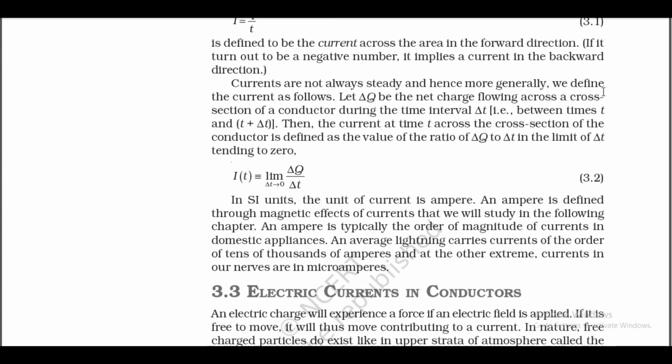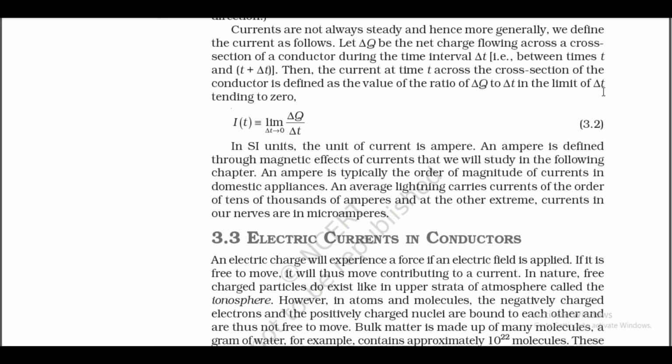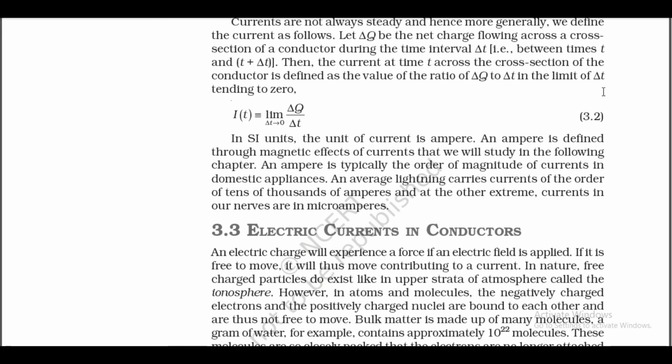In SI units, the unit of current is ampere. An ampere is defined through magnetic effects of currents that we will study in the following chapter. An ampere is typically the order of magnitude of currents in domestic applications. An average lightning carries currents of the order of tens of thousands of amperes, and at the outer extreme, currents in our nerves are in microamperes.